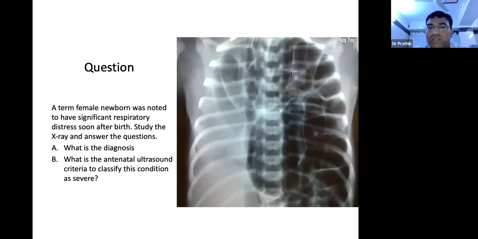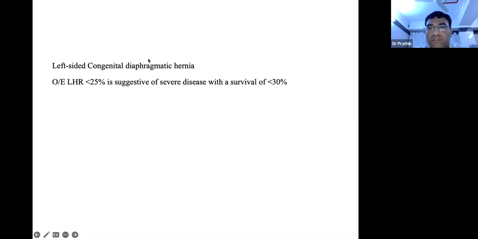So is there any antenatal ultrasound criterion to classify this condition as a severe CDH? Already Dr. Rajesh has mentioned LHR. Okay. Is there anything else? I mean, any modification in LHR? Okay. So yes, something called the observed to expected lung-to-head ratio, which is corrected for gestation. If it is less than 25%, then the survival is less than 30%. LHR you usually take as less than 1 to 1.4 and more than 1.4, but the observed to expected lung-to-head ratio is more appropriate.